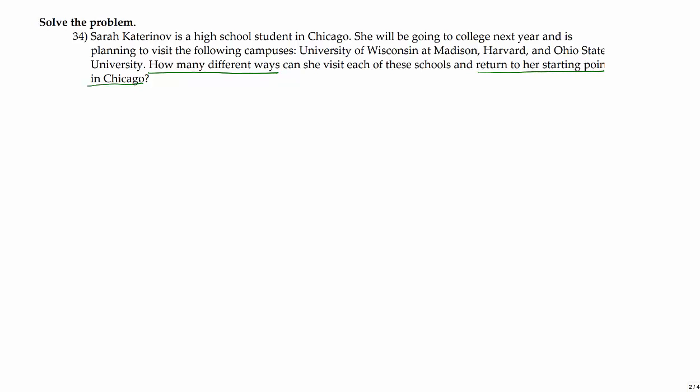So what we're looking for is a circuit, right? Actually, we're looking for a Hamilton circuit because I want to visit every city. So if you think of the cities as being vertices, then we're looking for a Hamilton circuit. Well, we're starting off in Chicago, and then we need to go to University of Wisconsin, and we got to go to Harvard and Ohio State, and then we're going to go back to Chicago. So I have 4 vertices.